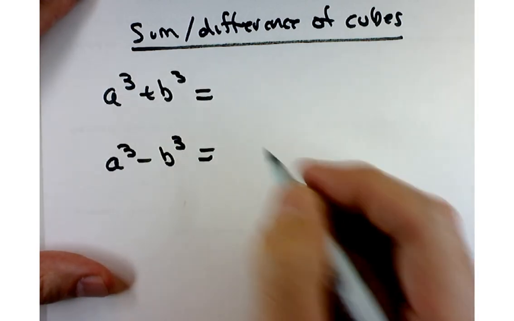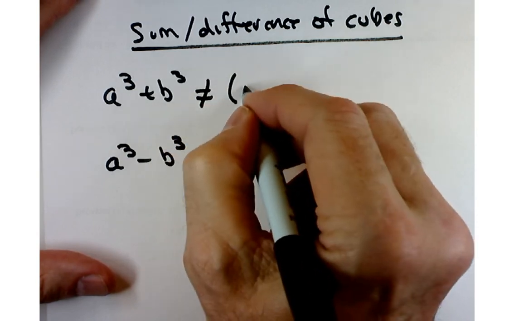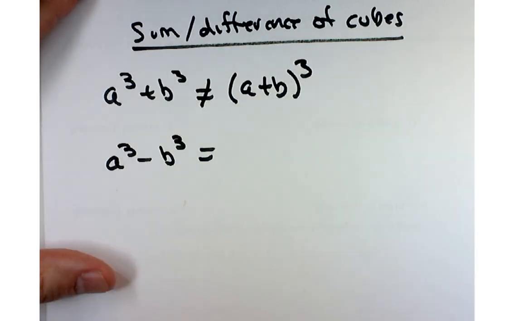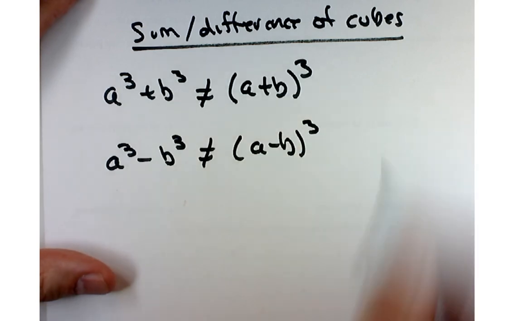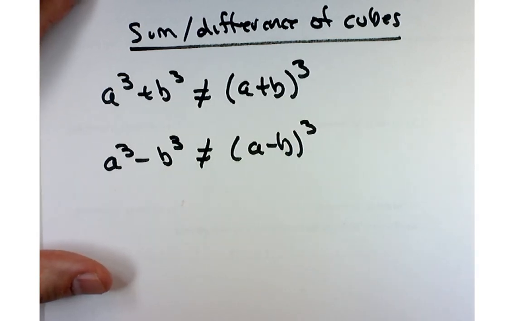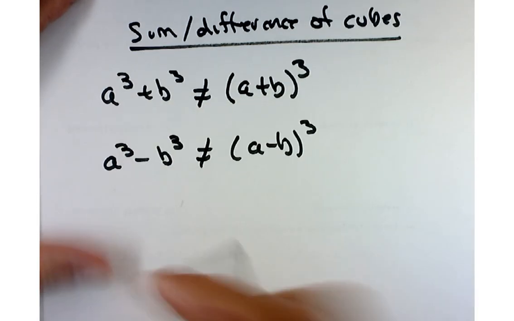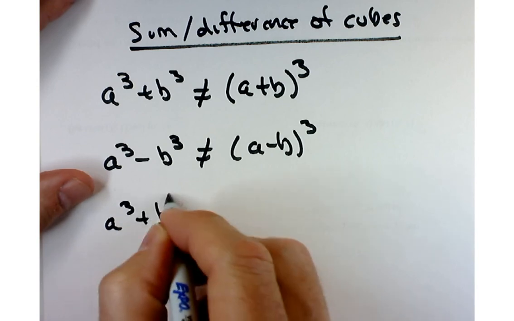Now let me be very clear about something. This is never, ever, ever, ever going to equal a plus b cubed. That's not the way this thing factors. Nor is this a minus b cubed. Keep that in mind. Let's look at how these things really factor.